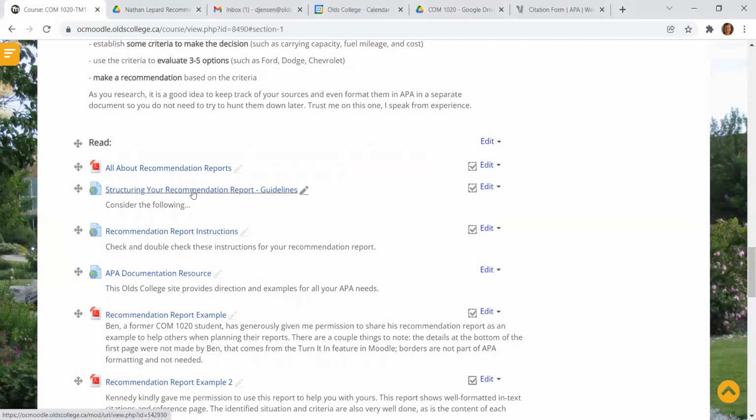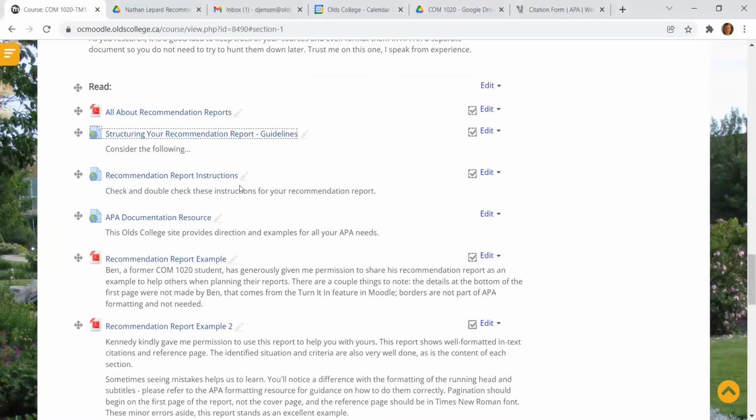The guidelines break down each of the section headings and what needs to be within those sections when you fill out your report. I think that's pretty self-explanatory. I think you'll be fine there. This is the APA documentation resource. You've seen this before when we did the library skills quiz, but the college has a great web page that specifically addresses all these APA questions and curiosities.